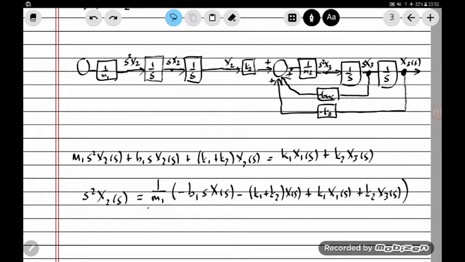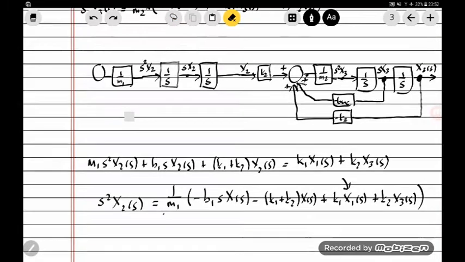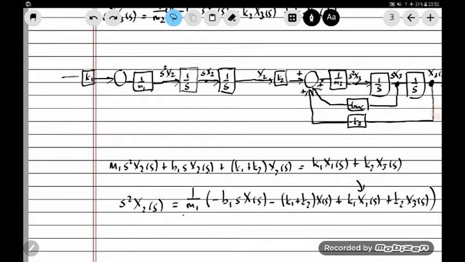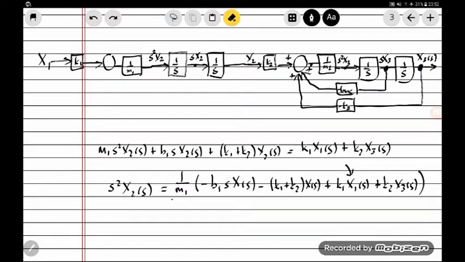Let's start off with this signal, because we haven't got the signal x1 defined in our block diagram. So let's draw it like this. That will be K1 times the signal x1, and that will be a positive.